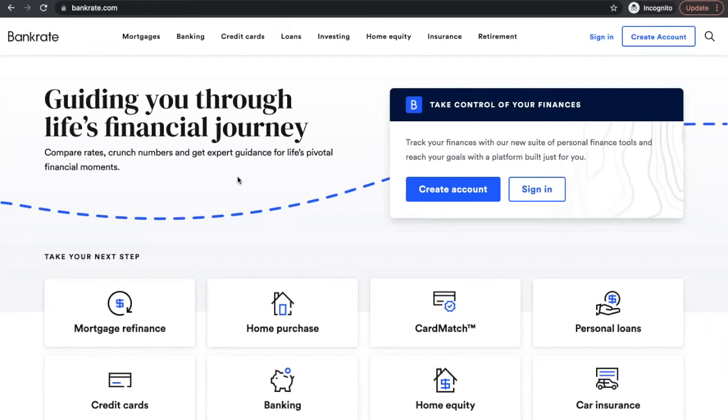So their customers could be mortgage companies, credit card companies, insurance companies, or banks. They want to maximize the lead traffic and convert that into dollars for them.